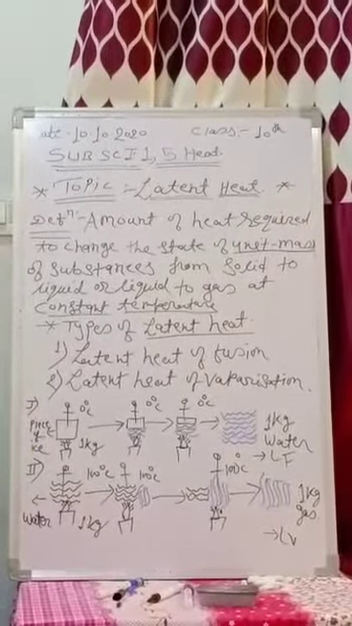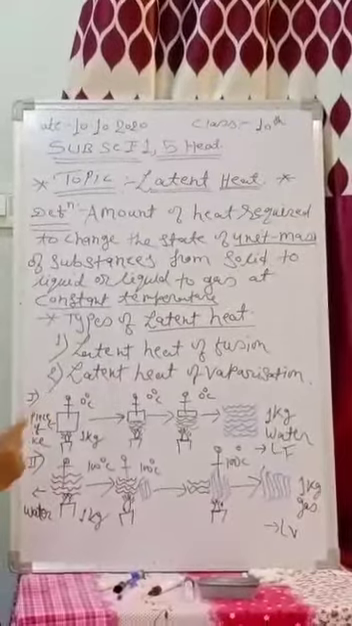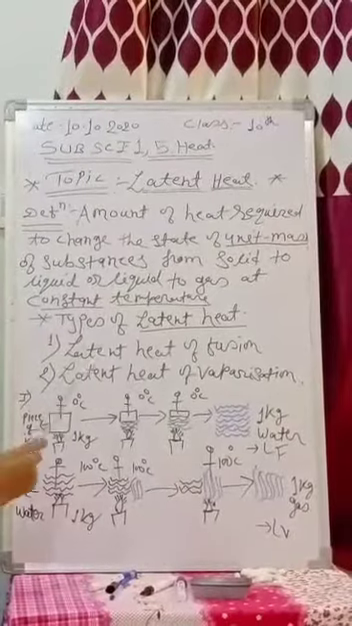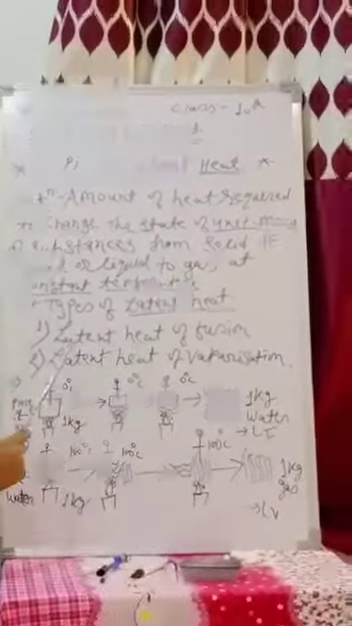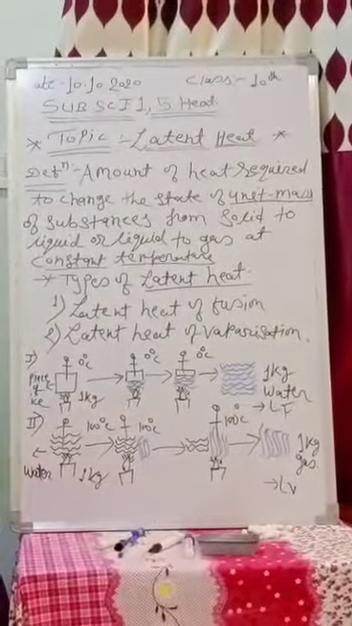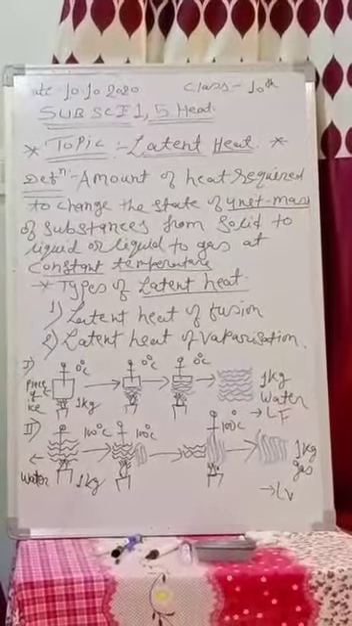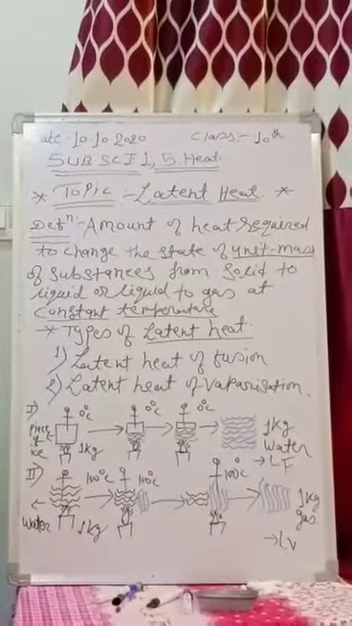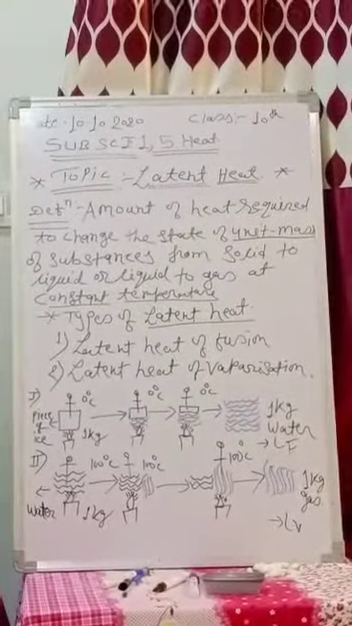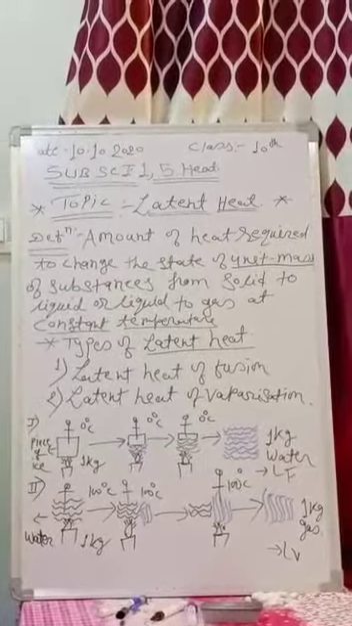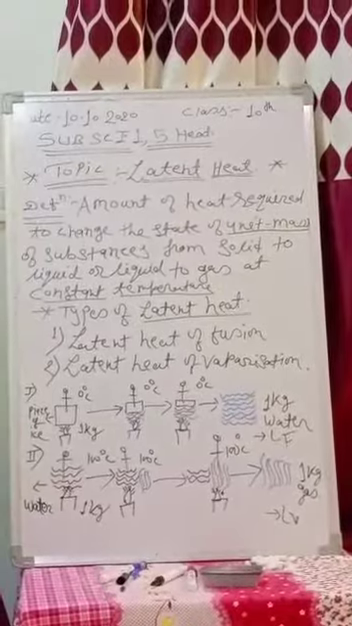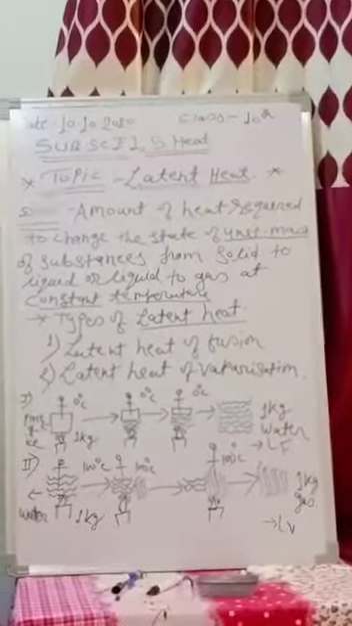Then let us talk about the types of latent heat. What are the types of latent heat? Number 1 is latent heat of fusion, and number 2 is latent heat of vaporization. Let us understand what fusion is. Fusion means melting and vaporization means boiling. That means I am talking about melting point and boiling point. Let us see latent heat of fusion.